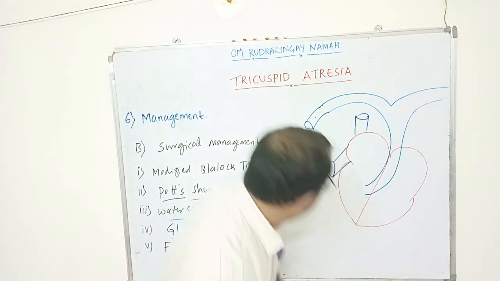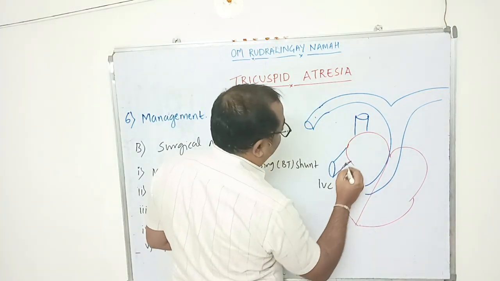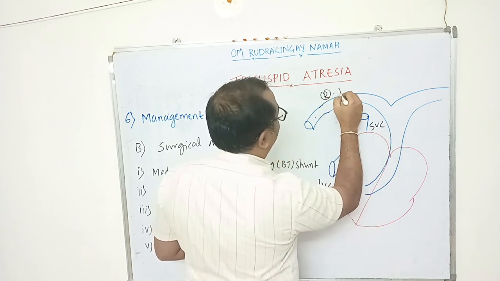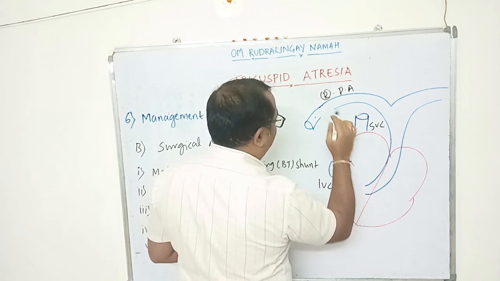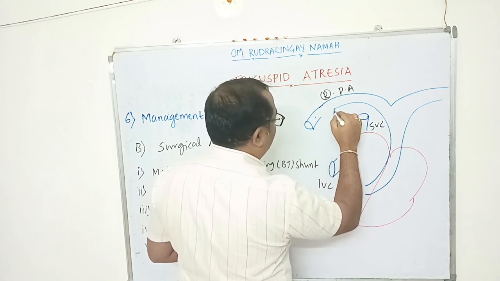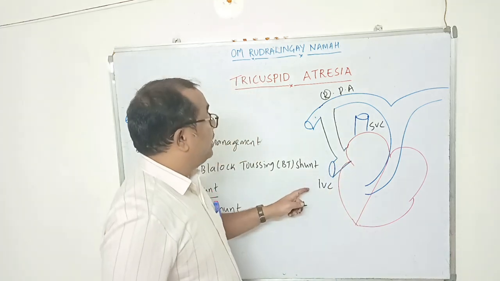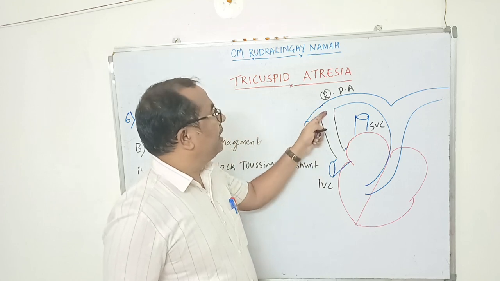The surgeon will create an artificial pathway between the inferior vena cava and the right pulmonary artery. So this is the inferior vena cava, this is the superior vena cava, and this is the right pulmonary artery. So the shunting is created between the right pulmonary artery and inferior vena cava. The surgeon creates an artificial pathway between the inferior vena cava and right pulmonary artery.